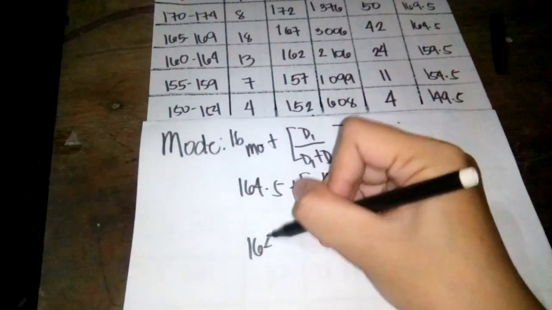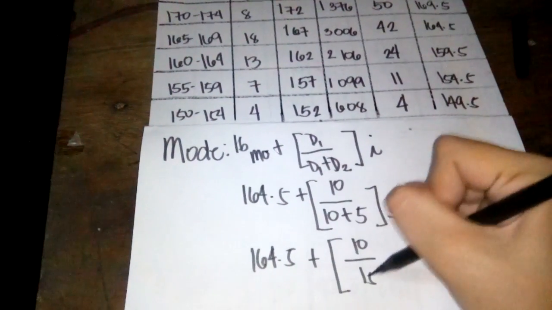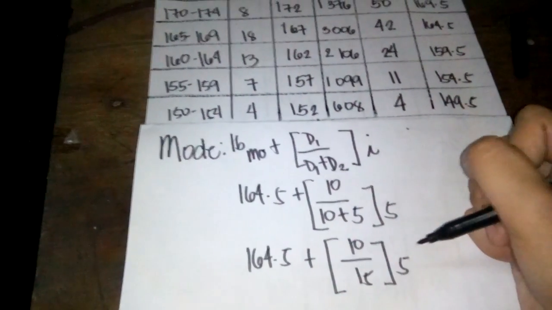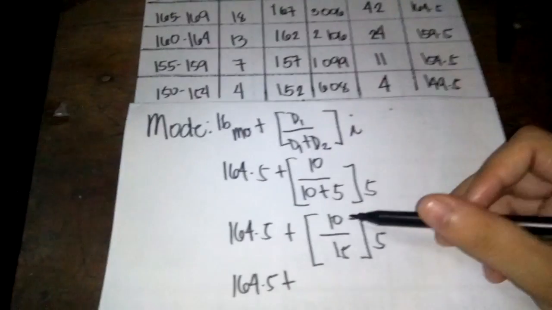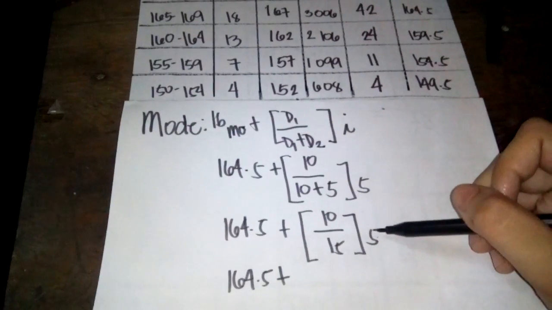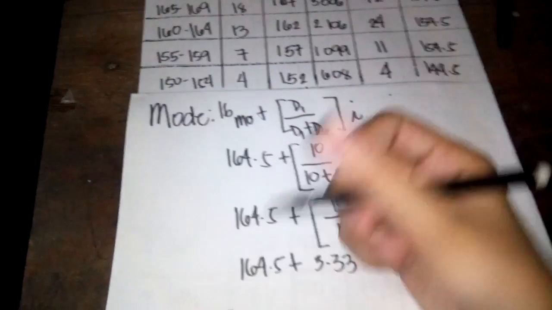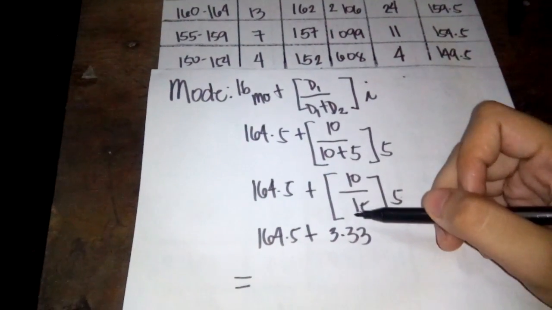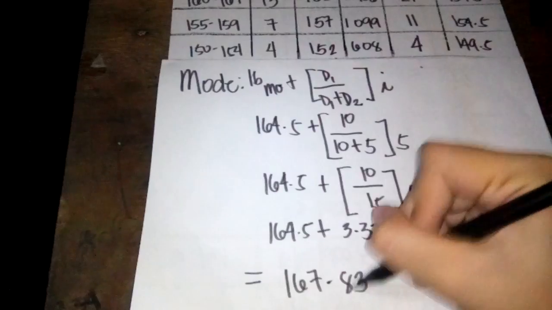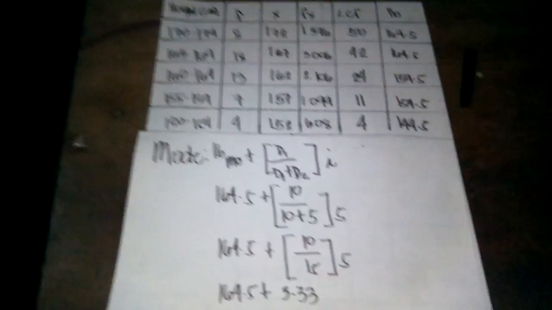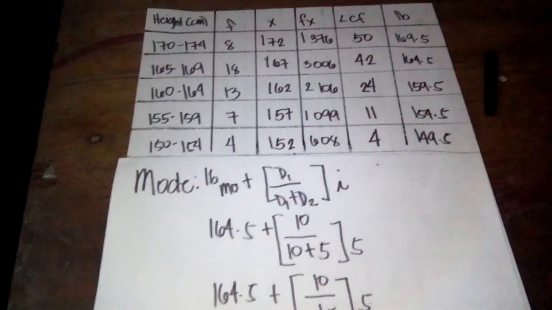Then 164.5 plus 10 over 10 plus 5, which is 15, times 5. So 164.5 plus 10 divided by 15 times 5 equals 3.33. So 164.5 plus 3.33 equals 167.83. And that will be your mode for the grouped data. So that's how you get the measures of central tendency of grouped data.